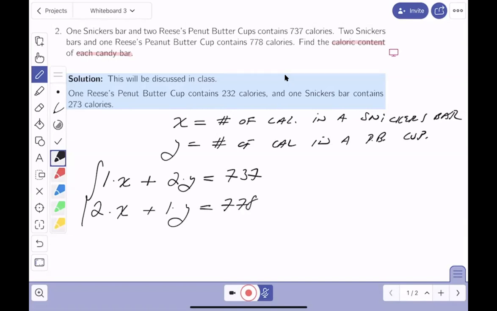All right, what I'm going to do is eliminate. And someone said, what are you going to eliminate here? Well, it doesn't much matter, but I'm going to go for X this time. How do I do that? Multiply the top by -2. Let's see what happens. And you're going to get minus 2X minus 4Y equals minus 1474.